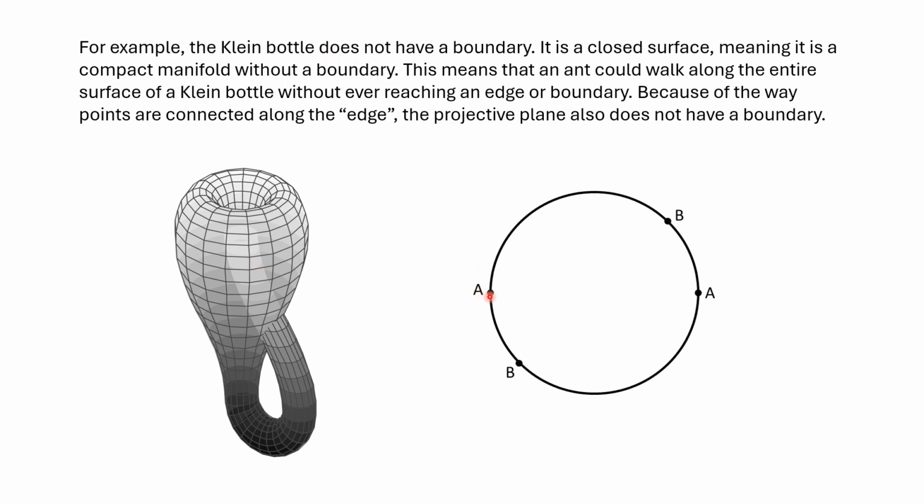And the projective plane also has no boundary. Even though this may look like a boundary, we had this unusual stipulation that opposite points are connected. So if you have, again, an ant walking along here, when it gets to A, it automatically comes back to A here, and it could just keep circling. So the ant never hits a boundary. There's no boundary for the projective plane.